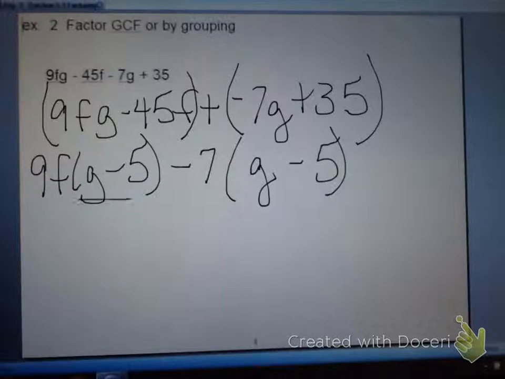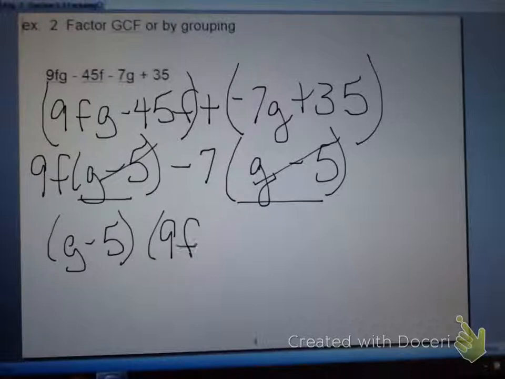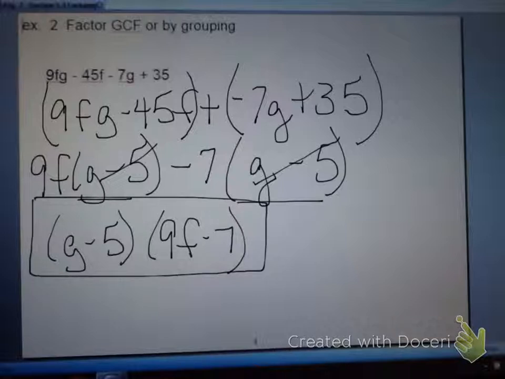Now notice, again, these two are identical, so they become 1, so I'll factor that out. And what is left over? 9F minus 7. Now, just as a quick review, I am going to FOIL these two out. This is my answer, but we also need to check by FOILing, which is multiplying the first two terms together, then multiply the outside terms together, the inside terms together, and the last.